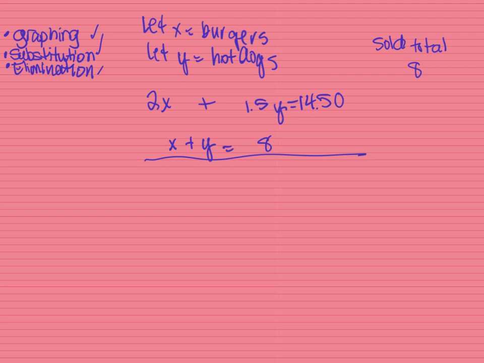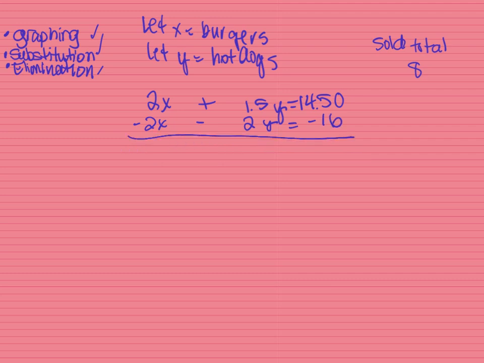But for this demonstration, I think I will choose the elimination method. So I'm going to multiply this whole equation by -2, and I'm just going to write this above. So I'm going to have -2x minus 2y equals -16. Okay, so let's go ahead and eliminate.